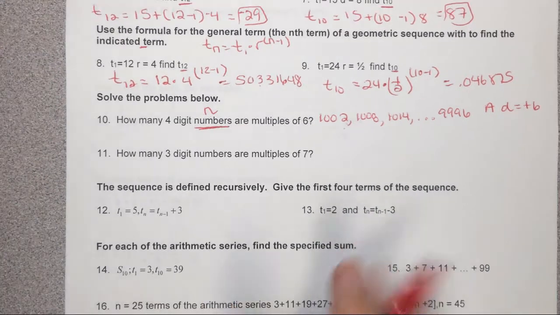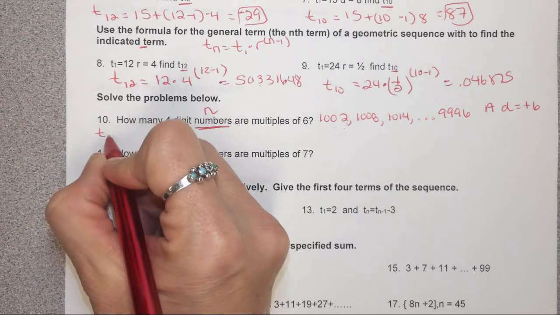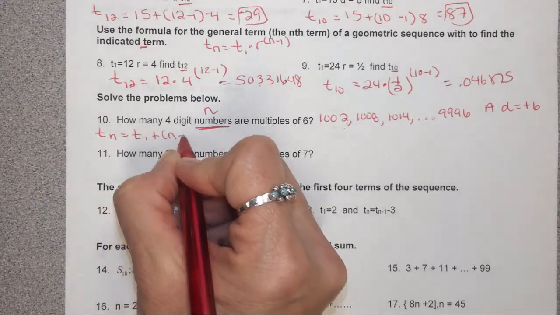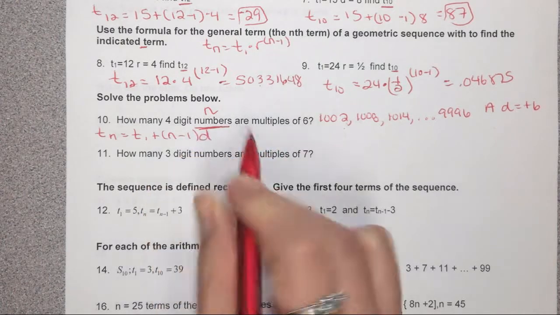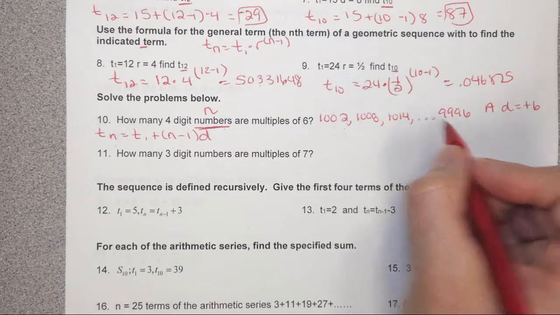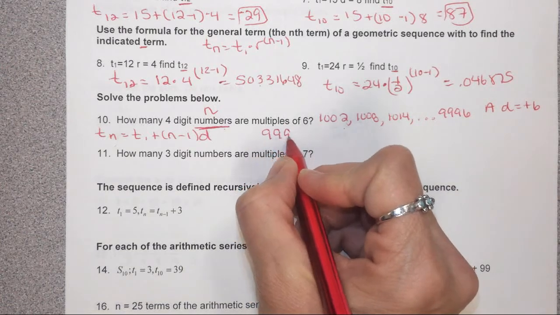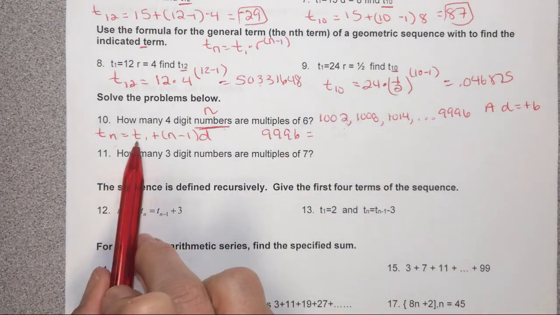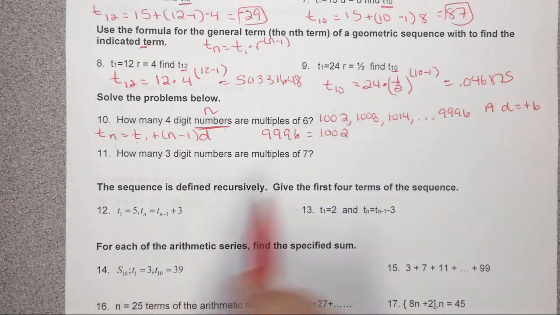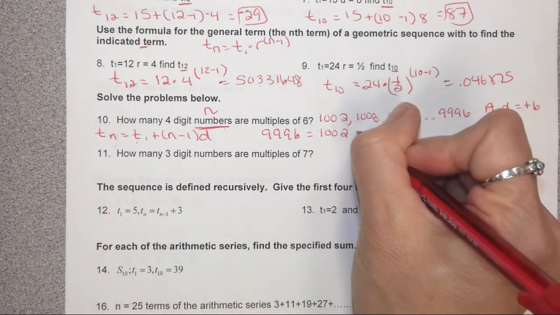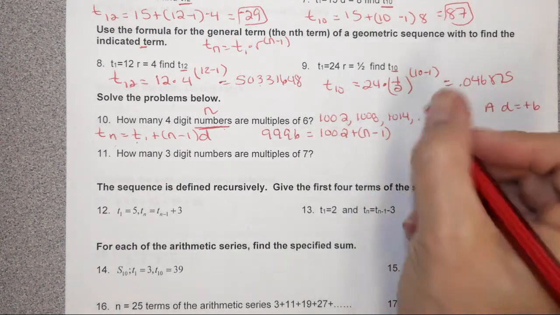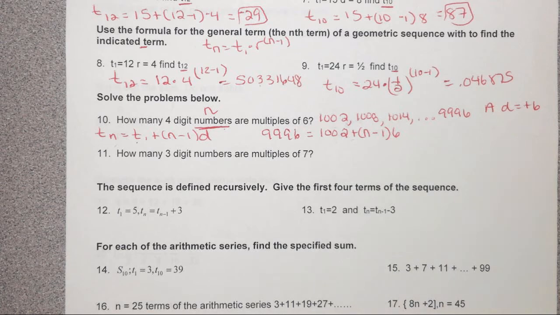So I'm going to go plug into my arithmetic equation. I'm going to write it down again so we have it to look at, and I'm going to solve for n. So Tn is your last term, which is 9,996, equals T1, your first term, 1,002, plus n, that's what I'm looking for, minus 1 times d, which is 6.